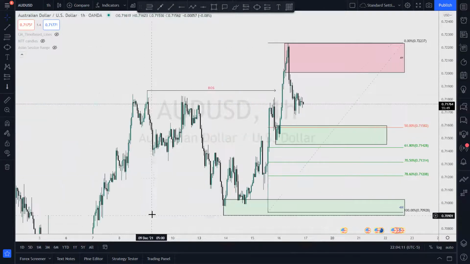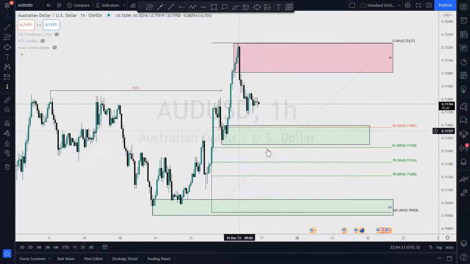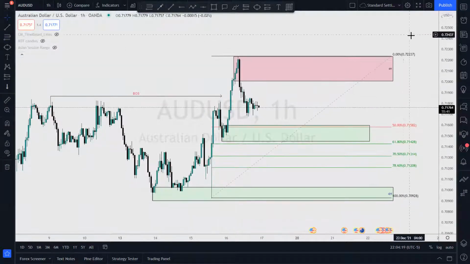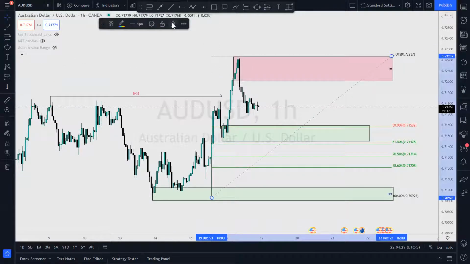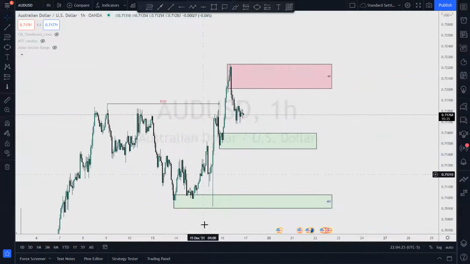Yeah, that's pretty much it. We're going to see what Asia brings. Oh yeah, I forgot to bring up this part. All right. Got some POIs there in place.